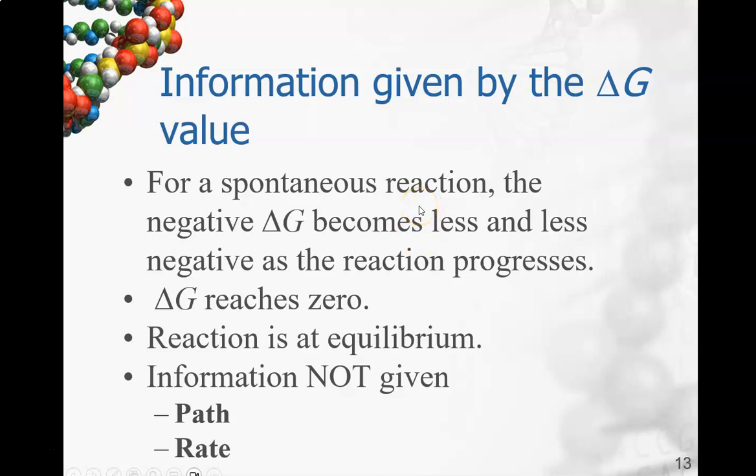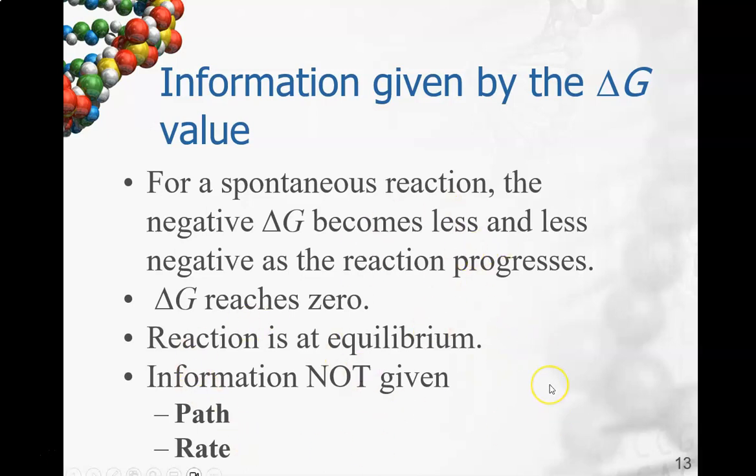So the information given by the delta G is that if the delta G is negative, that means there's free energy available to accomplish the reaction at the beginning. Now, as the reaction progresses, the delta G becomes less and less negative until delta G reaches zero, and that will be at equilibrium. And where equilibrium is positioned depends on the reaction. Some reactions go all the way from reactants to products, and some only go part way. It just depends on the reaction.